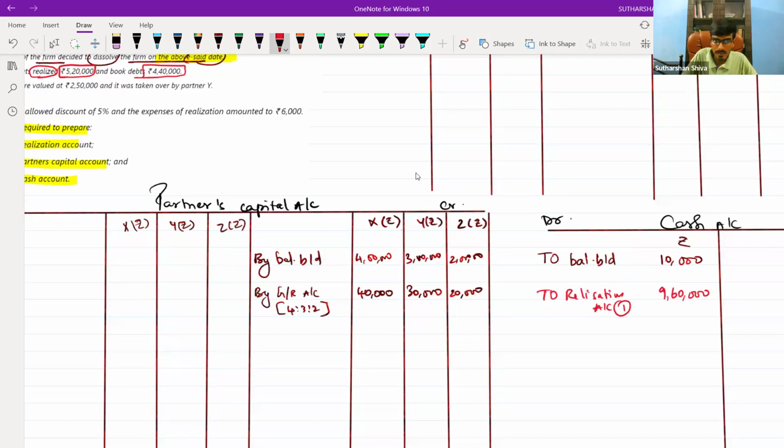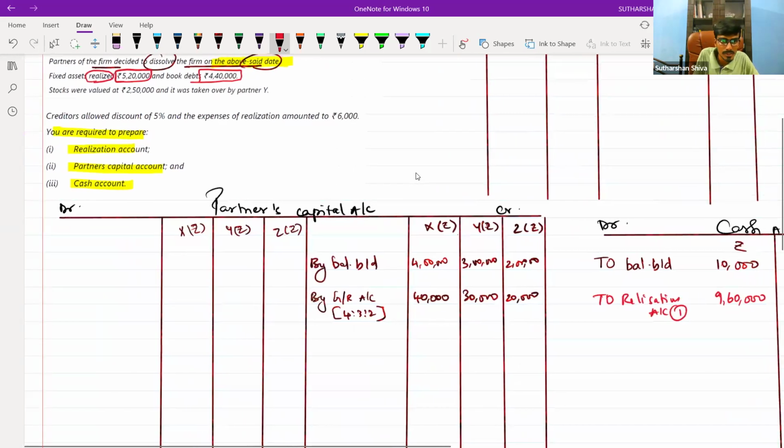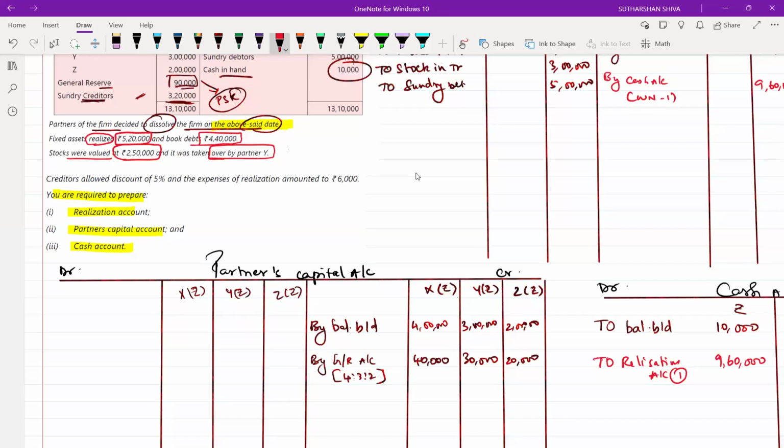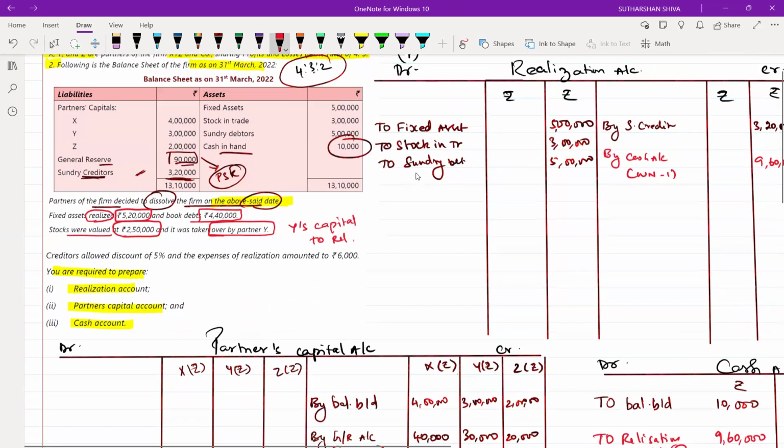9,60,000. Done. Second point is done. Stock valued at 2,50,000 was taken over by the partner Y. What is the journal entry you will pass? Debit Y's account, debit to asset account, maybe. I think so. Y's capital account debit, to realization account.